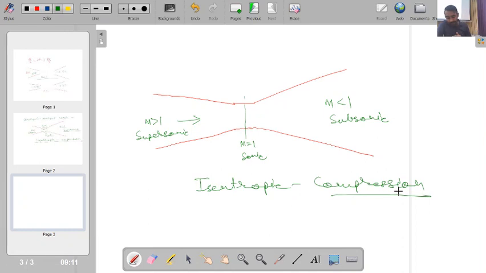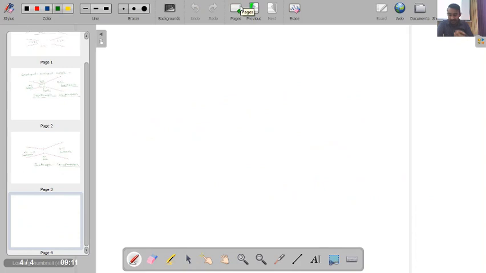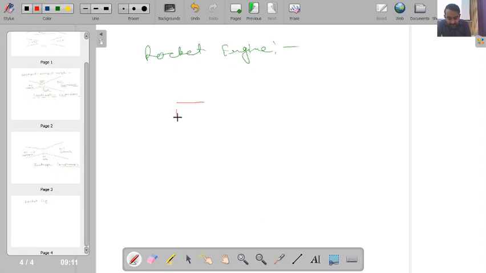Now, if you look at the practical applications of this type of cross section, you can see it in a rocket engine. In a rocket engine, we will have a combustor. Say this is my combustion chamber.